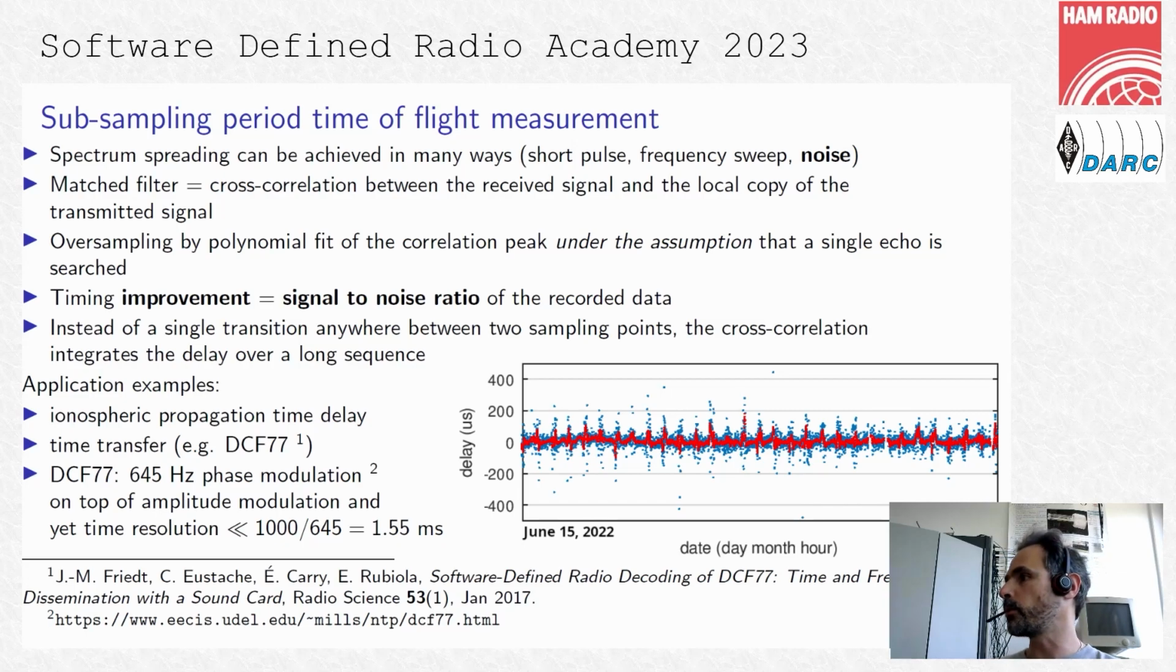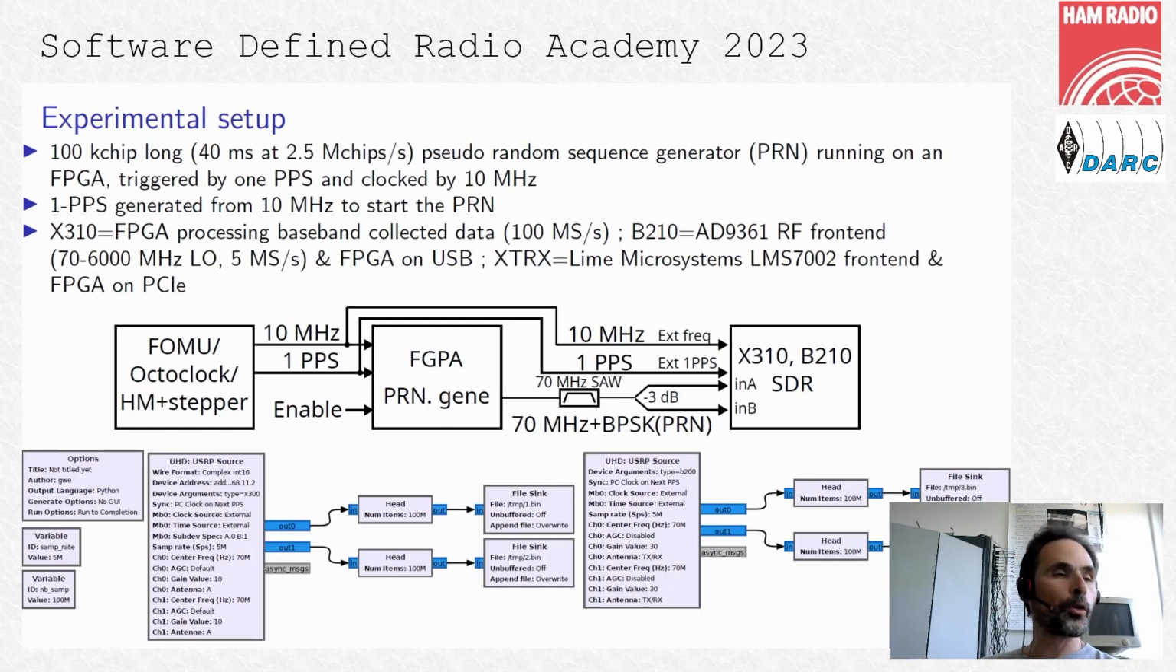So actually, what we did, we measured something like 10 microsecond timing resolution on this signal. This is allowed by this super resolution technique of fitting the cross correlation, the correlation peak. So now on the next slide, I would like to show the outline of the experiment that we're doing.